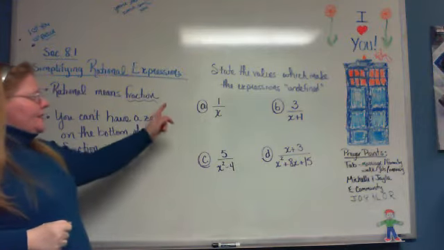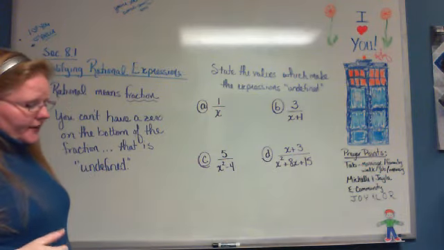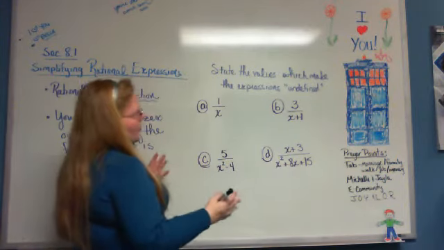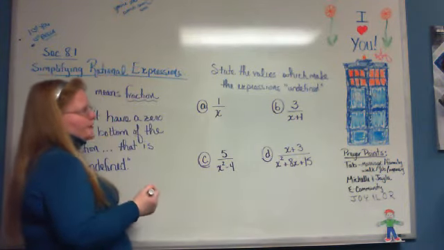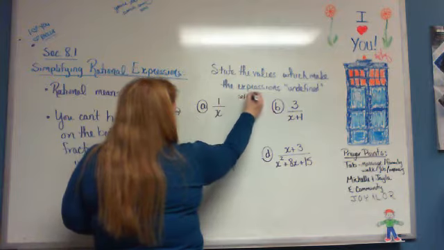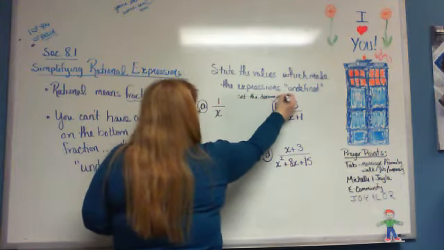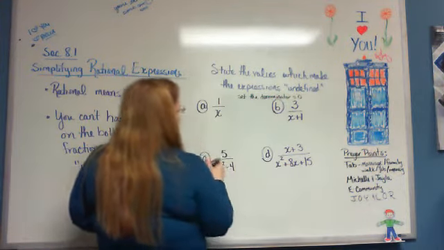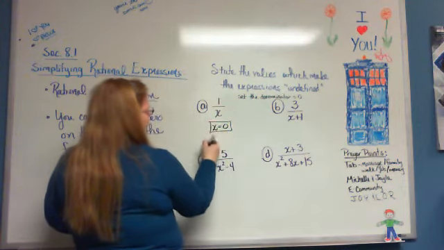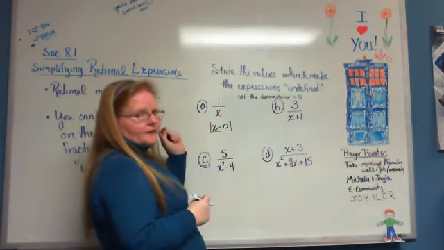So you'll need to know what exactly makes these statements undefined. And we said that if it was undefined, it meant that it had a 0 in the bottom of the fraction. So the only way to find out what will cause these statements to be undefined is to set the bottom of the fraction equal to 0. So in this case, that would mean x is equal to 0. That's the only value for x that will make this statement undefined.